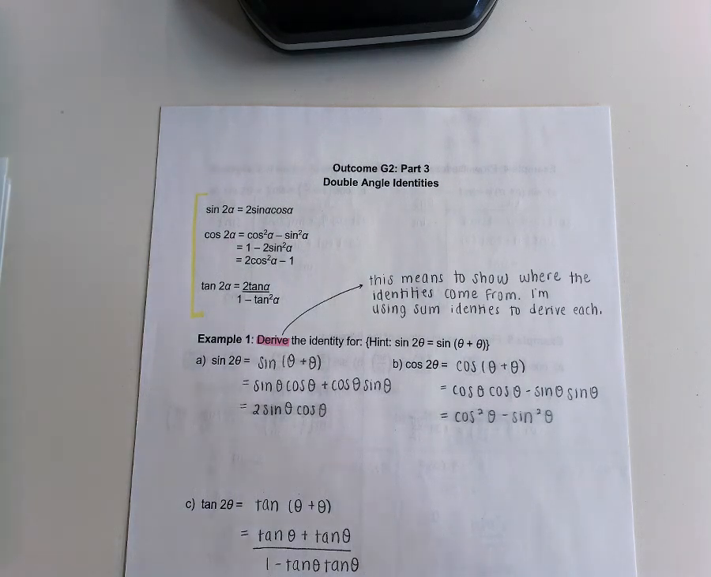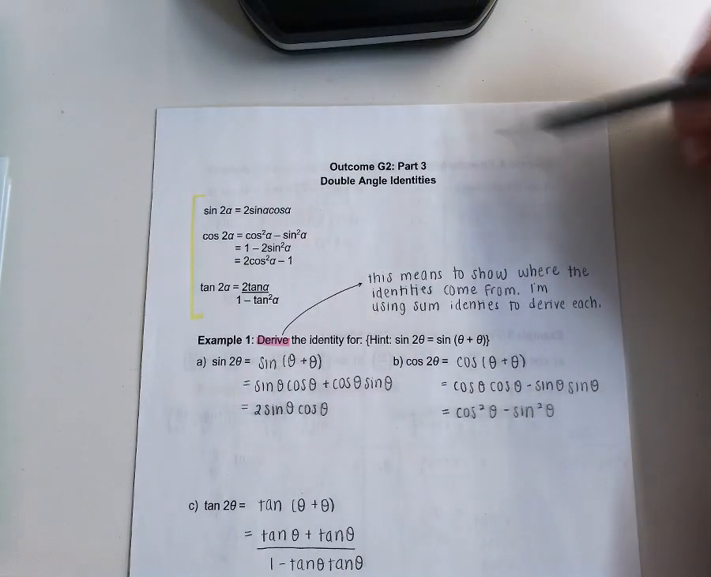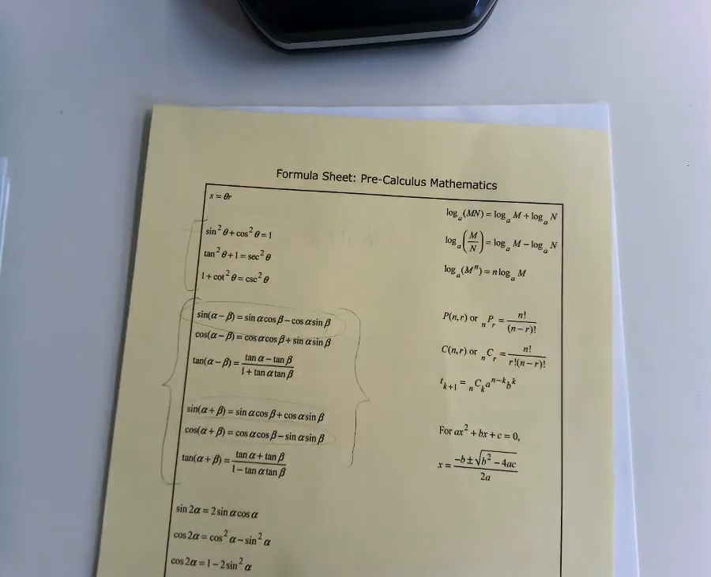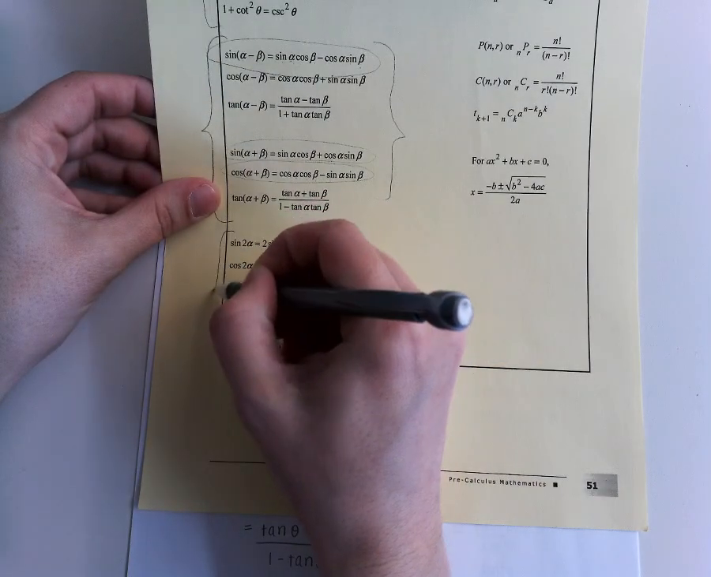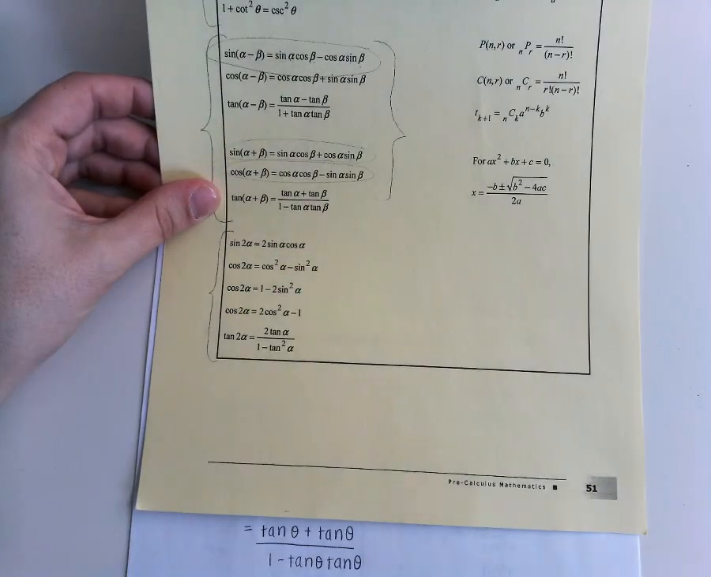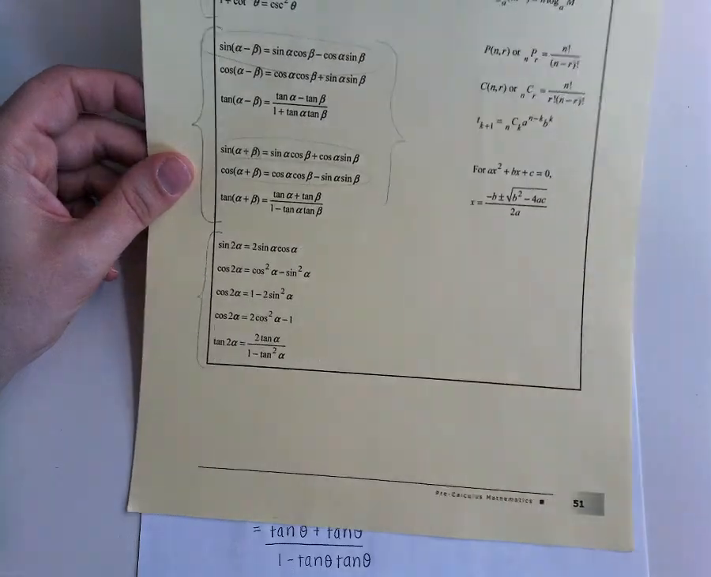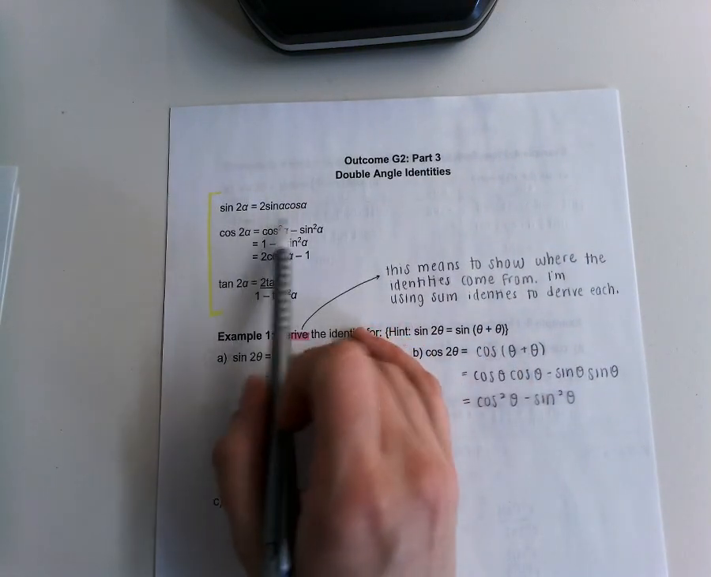In this lesson, we're going to go through double angle identities. These identities are the next set of identities that can be found on your formula sheet. This is the last group here at the bottom of your formula sheet. And these have to do with exactly what they sound like. We are doubling angles. So I'm just going to show you first. These are our double angle identities.